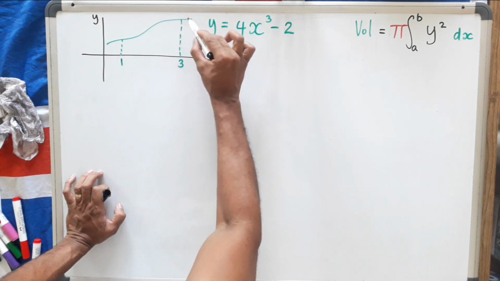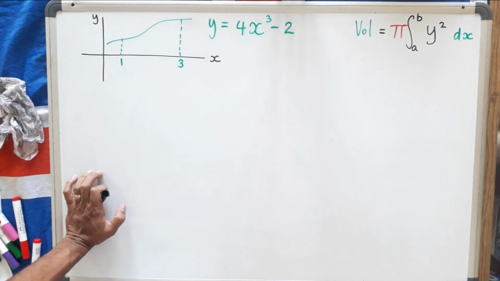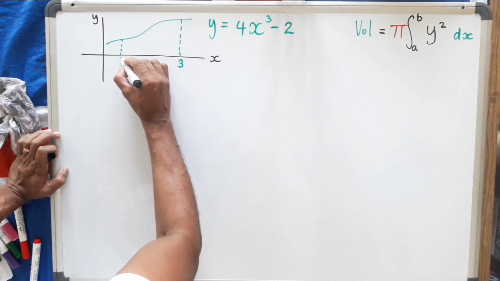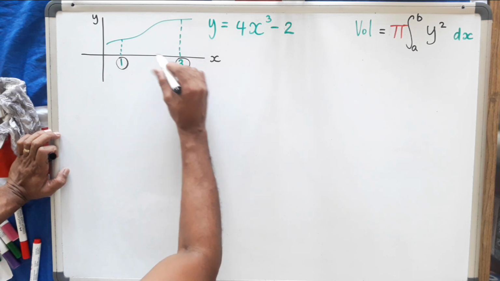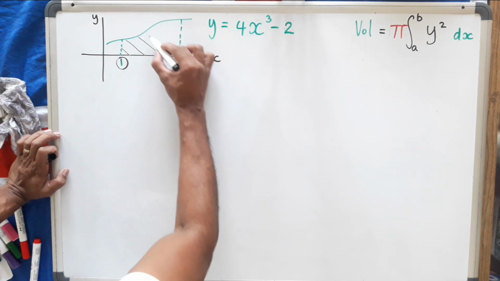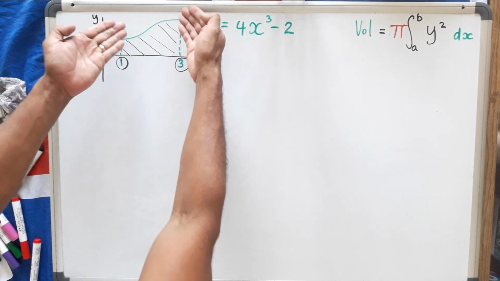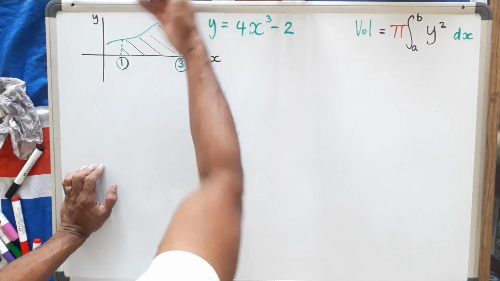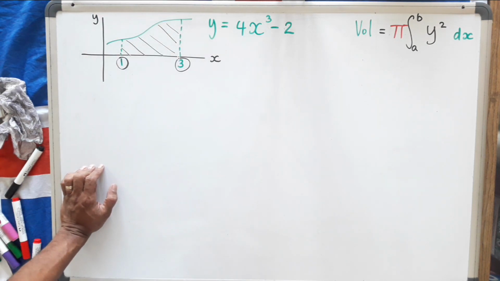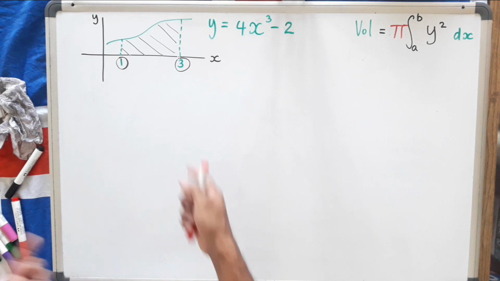Let's assume that we have a graph, and this is the equation: y is equal to 4x cubed minus 2. And we are interested in the region 1 to 3. And obviously there must be an area here. But if this area were to rotate about the x-axis, so pretend it's like a fan, spinning about the x-axis, you will get a shape, and that shape would have a volume. So I'm going to show you how to calculate the volume of that area.